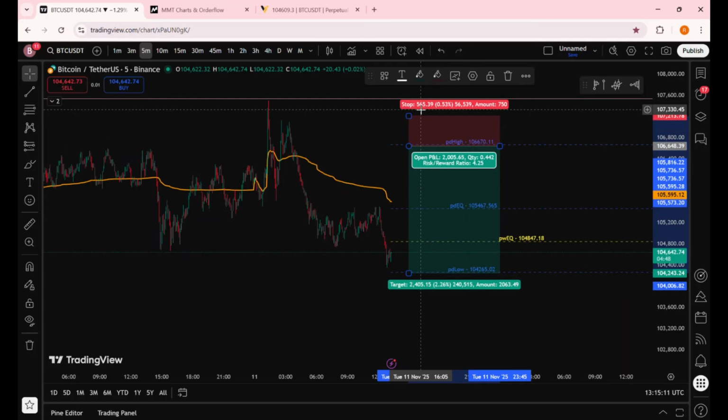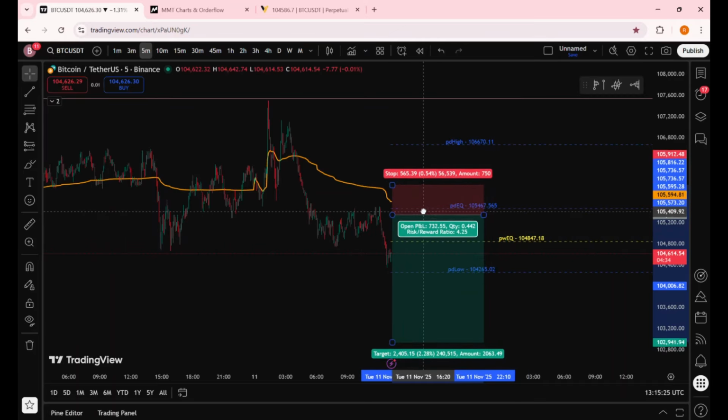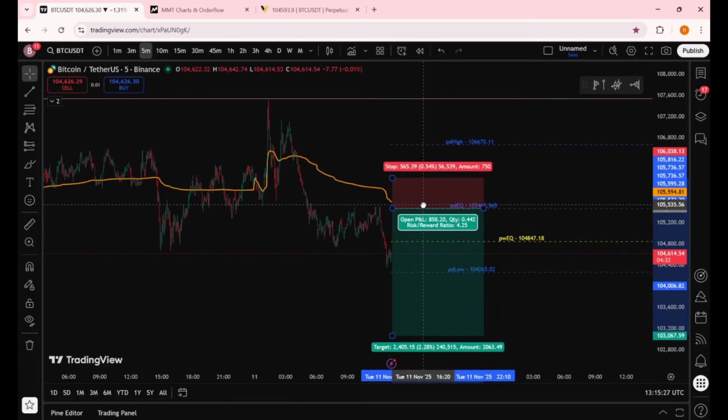If you're going to use 0.1 position size, then you're going to risk $56, $57 to make $240, which is quite good. If price gets above PD high, you do not attempt any shorts. Now, you do need rejection at least 3 times. Like, for example, this would have been the same trade as well.